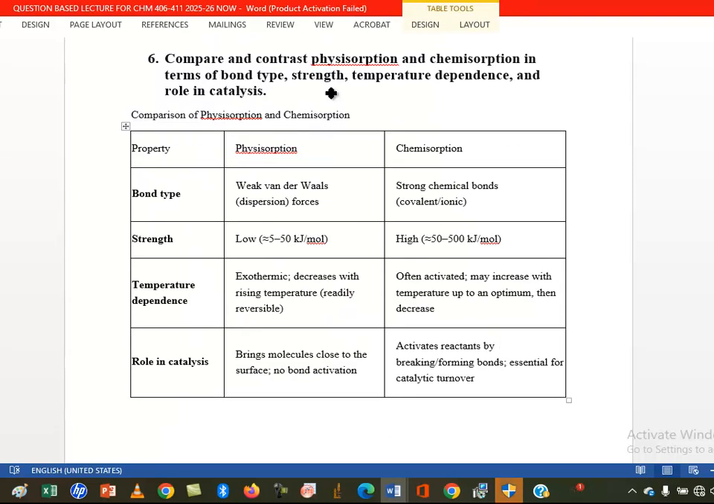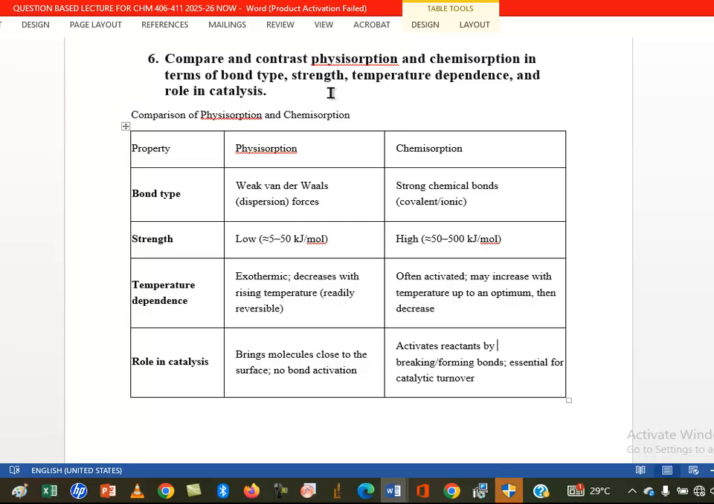Question 6: you are looking at comparing and contrasting physisorption and chemisorption in terms of bond type, strength, temperature dependence, and role in catalysis. So what are these? I'll start with adsorption and absorption. I'm sure you've heard that before.